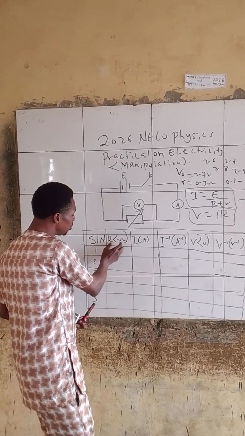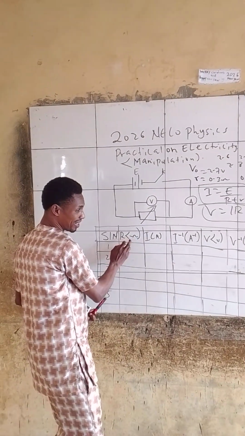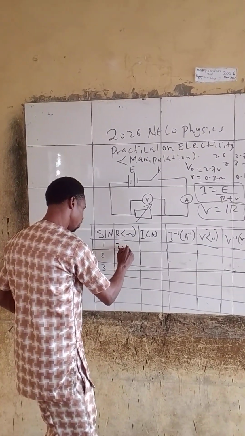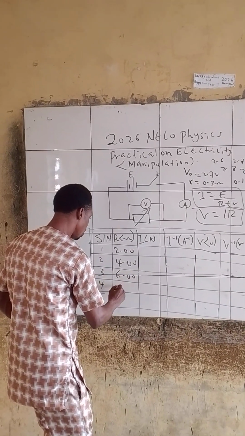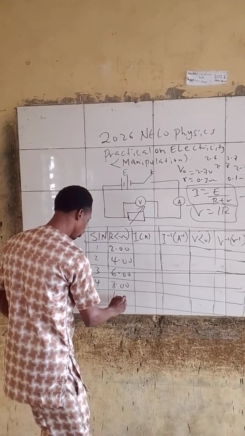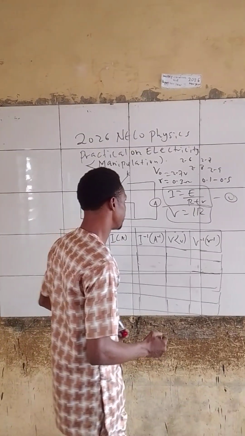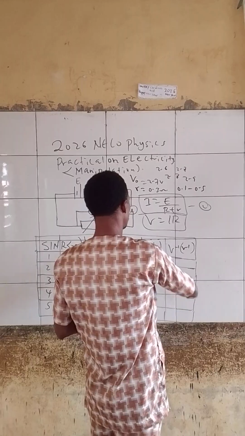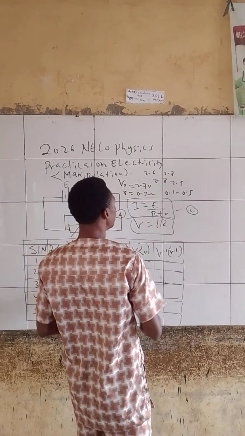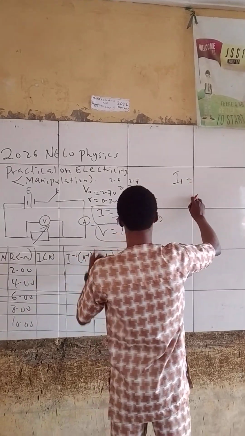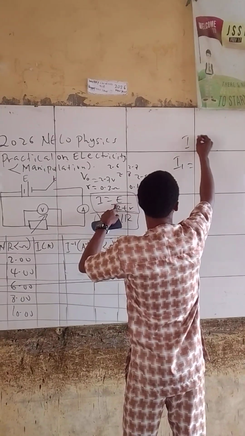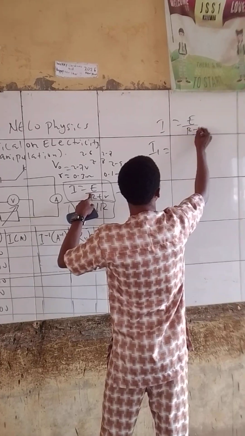Now, they're going to give us the values of our resistance, for example 2.00, 4.00, 6.00, 8.00, and 10.00. Now let's calculate our current. Don't forget, I'm using my voltage, my E, to be 2.7. For the first current, don't forget I'm using I equals E over R plus r.